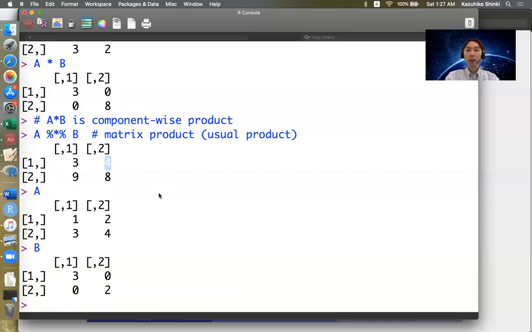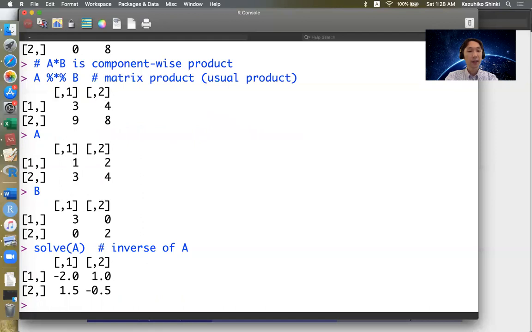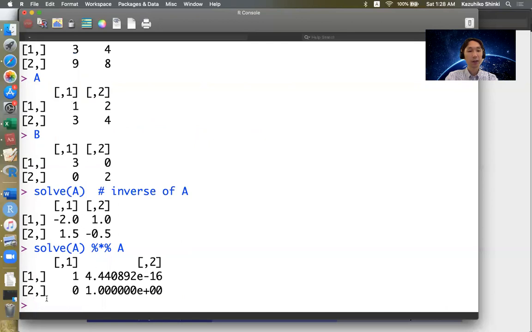Okay, so division. We don't have matrix division, but we have the inverse matrix. The inverse matrix is obtained by the solve function. Solve of A is the inverse of A. So the inverse of A is negative 2, 1, 1.5, negative 0.5. That means solve of A matrix product A becomes the identity matrix, that is 1, 0, 0, 1.